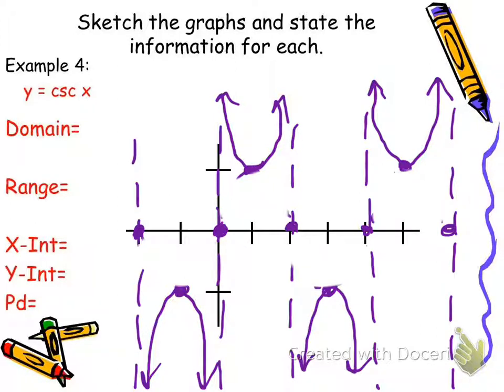Now, the secant, you would graph exactly the same way. Start with the cosine as your skeleton. Everywhere the cosine is 0, that's the x-intercepts, that's where your vertical asymptotes are, and then you flip the humps.